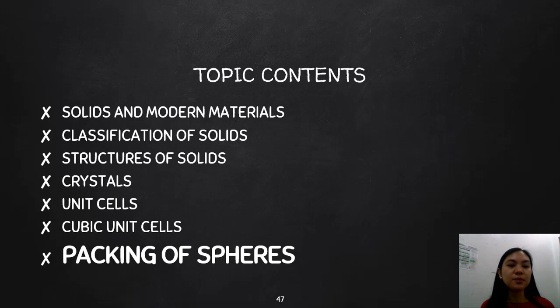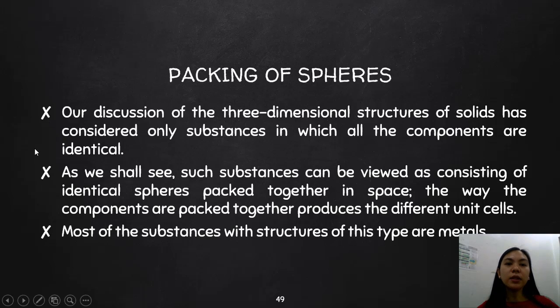Okay, now let's go to the last part. We call this the packing of spheres. So it says here, our discussion of the three-dimensional structures of solids has considered only substances in which all of the components are identical. As we shall see, such substances can be viewed as consisting of identical spheres packed together in space. The way the components are packed together produces the different unit cells. Most of the substances with structures of these types are metals.